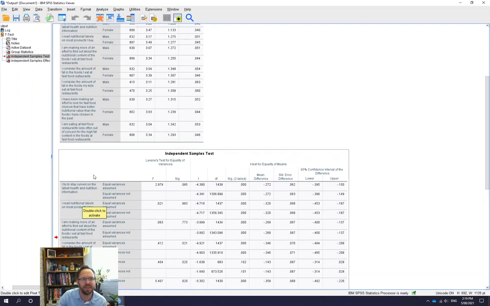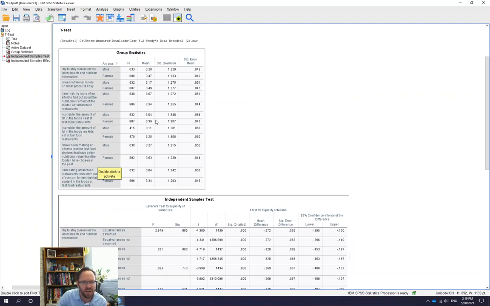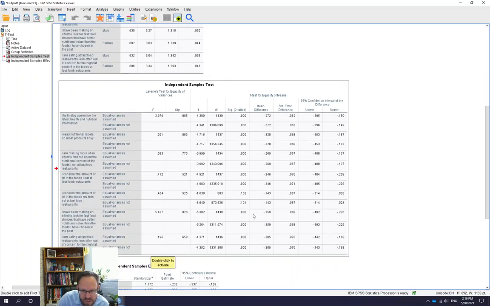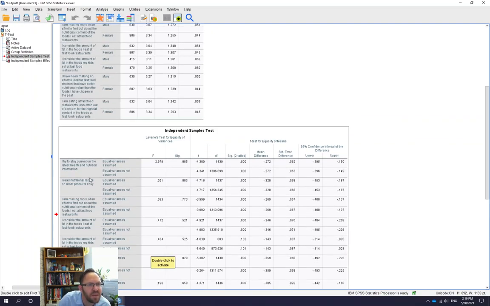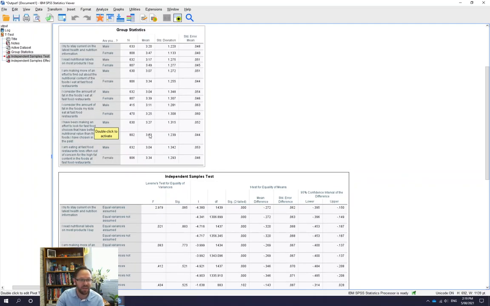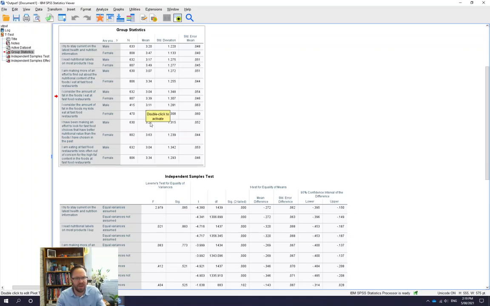Now I'm going to go back up the top here and let's have a look at what that says. So I consider the amount of fat. You can actually see there is a difference between, make sure I've got the right one here. The one that fails to be significant is I consider the amount of fat in foods my kids eat at restaurants. So this one here. So although they are different, 3.11 and 3.25, the difference isn't as big as some of the other ones, and the difference isn't significant, all right?